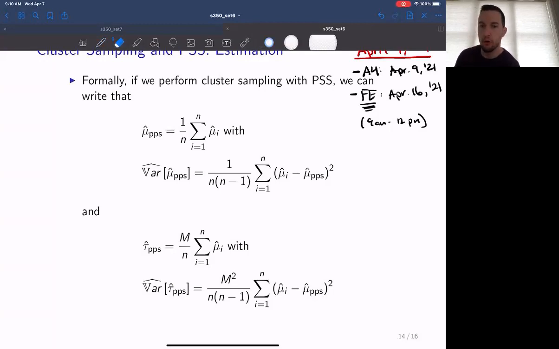And then for the total, we basically have the exact same thing, just multiplied by M squared. So these forms follow essentially what we have seen throughout each of the different sampling strategies that we've talked about in the course.